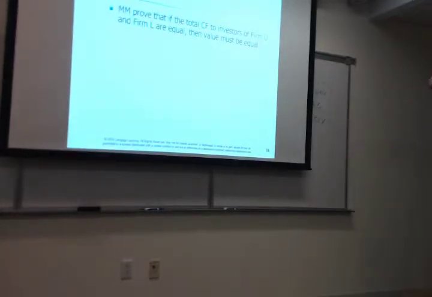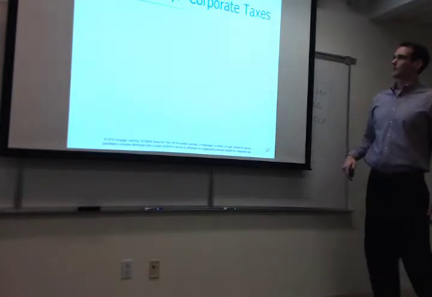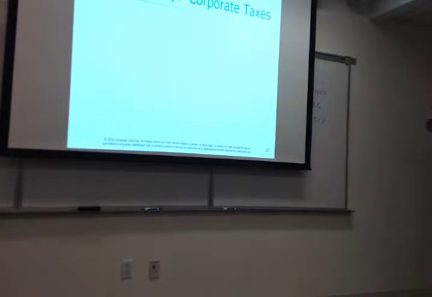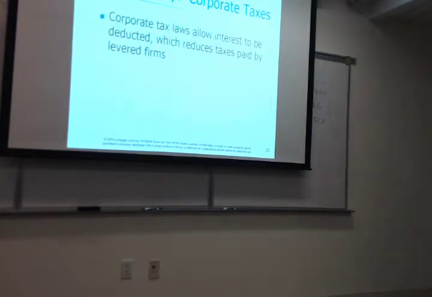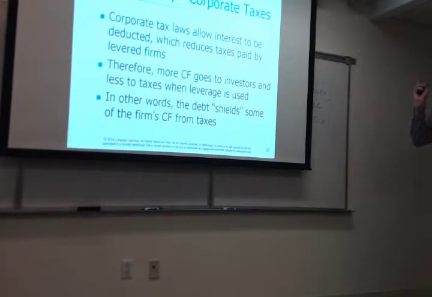Okay, so this is just the zero taxes. The levered firm is the same as the unlevered firm, because the cash flows are equal, WACCs are equal, assuming some things that are only true in academics. But if corporate taxes are a factor, tax laws allow interest to be deducted, which reduces taxes paid by levered firms. Therefore, more cash flow goes to investors when taxes, and less taxes when leverage is used. In other words, debt shields some of the firm's cash flows from taxes.